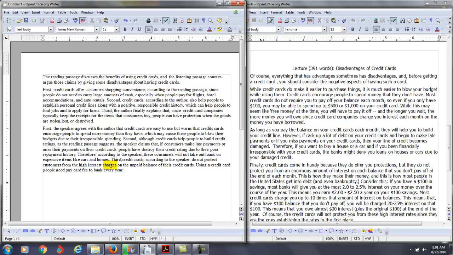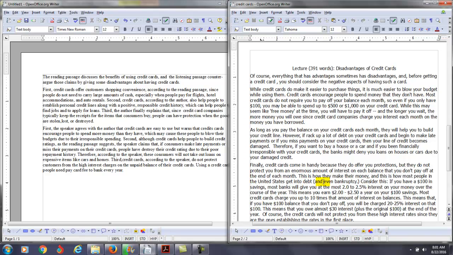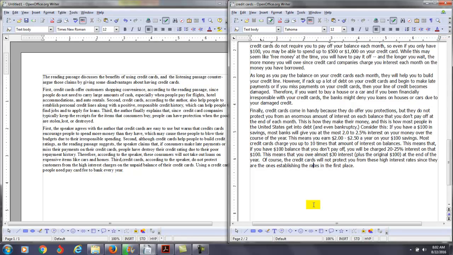So you say using a credit card, people need to pay a card fee to the bank every year. Looking over here, as you talk about the interest here, I don't see anything about that. It's talking about the interest. There is a fee that credit card companies charge, but the reading passage isn't really focusing on that, so I don't think you need to worry about that idea.